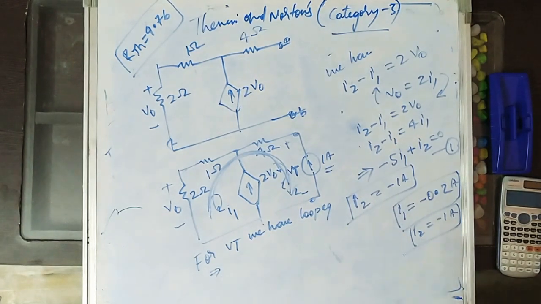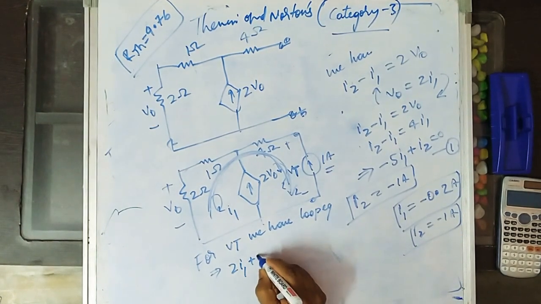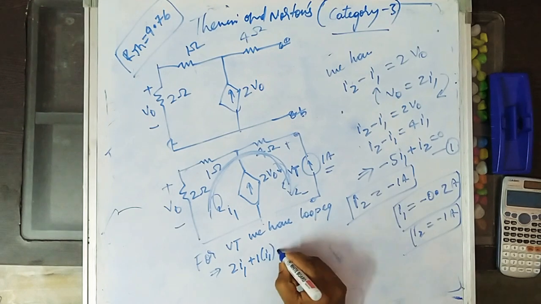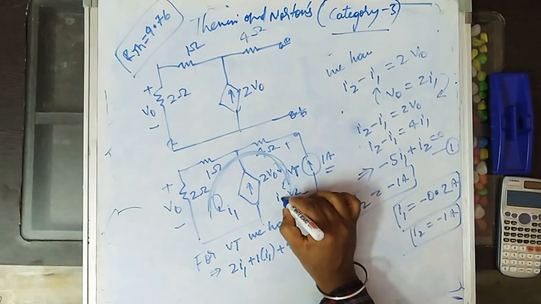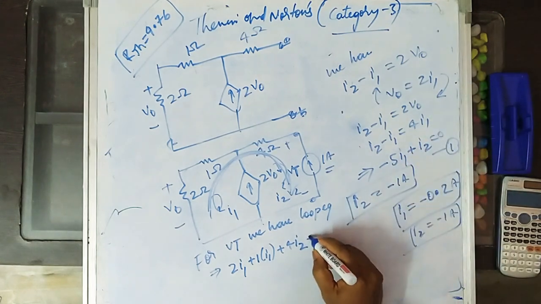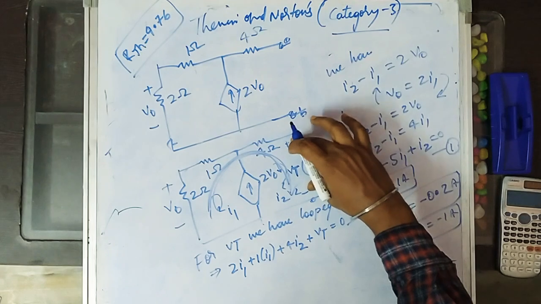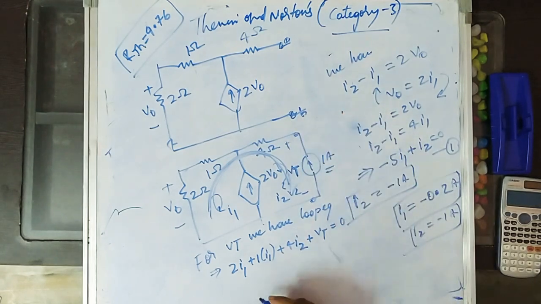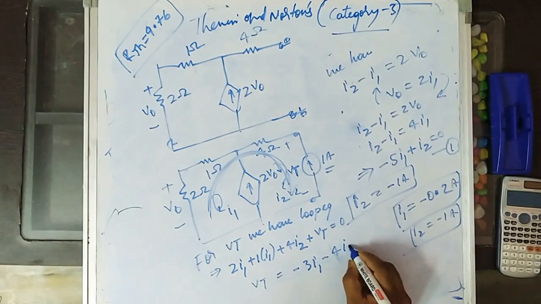That is 2 into I1 plus 1 into I1 plus 4 into I2, so we get I2 here, plus VT equal to 0. So this is VT, the loop voltage across, assuming the voltage across this 1 ohm. So VT equals what? Minus 3 I1 minus 4 I2.